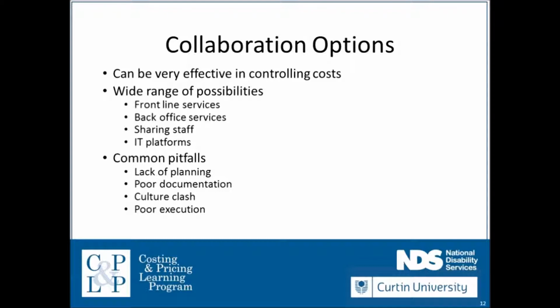There are, of course, other possibilities to explore, and they include collaboration for frontline services, so service delivery. More commonly, organisations are looking at sharing back office services, so things like your head office services such as accounting, payroll, IT, etc., and sharing of staff in that way. The common pitfalls in relation to these types of collaboration options include a lack of planning, poor documentation, often a culture clash, but most importantly, poor execution.